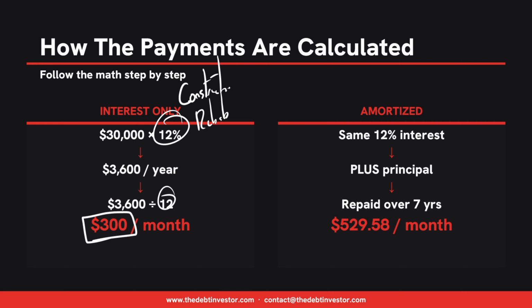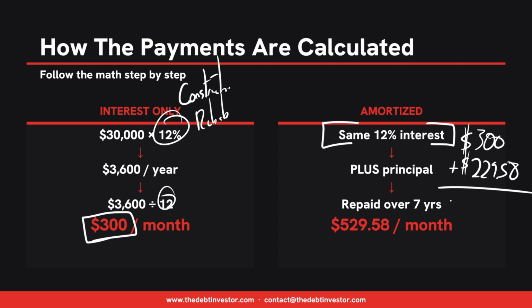And then your amortized, it's going to be the same 12% interest. If you want to look up the amortization formula, it's a little complicated, so I didn't include it here. But if you're into math and really want to understand it, just look up the amortization formula online. So they're going to pay you the same 12%, $300, plus principal. In this case, it's going to be $229.58, and that's just what the amortization formula comes up with. That converts your monthly payment to $529 a month.